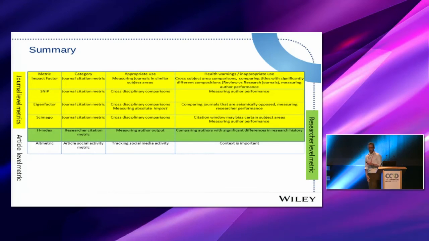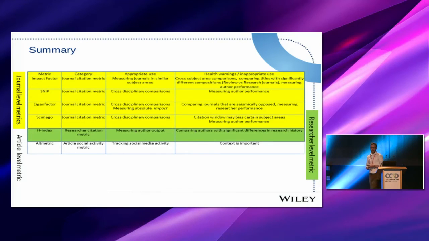So that was a very brief tour, a bit of a summary. The journal level metrics should never be used to measure an individual. These are to measure journals themselves. The impact factor is good for measuring journals, but you shouldn't compare journals from different subject areas. Be wary of measuring review journals against research journals as well, because they'll undoubtedly have very different citation profiles.